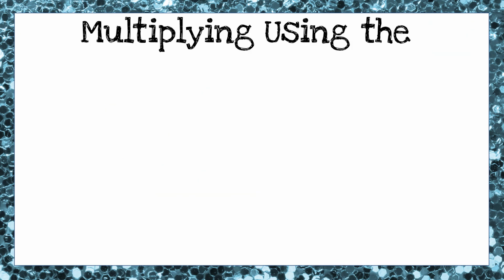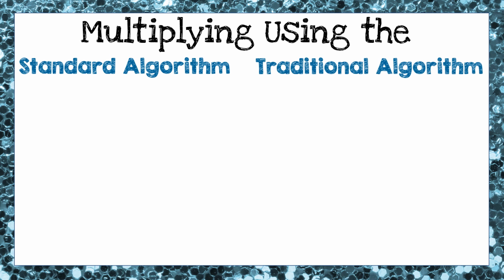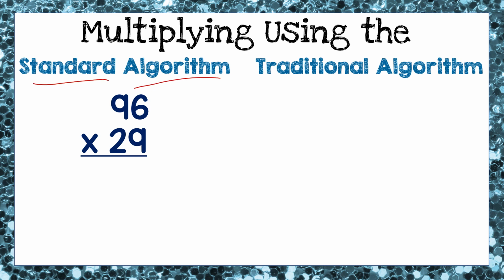The last strategy I'm going to talk with you about today is multiplying using the standard algorithm. This is also called the traditional algorithm. And this is a way to multiply that most people use. If someone's going to multiply 2-digit or 3-digit numbers or so on, they're going to probably use the standard algorithm because it's fastest.